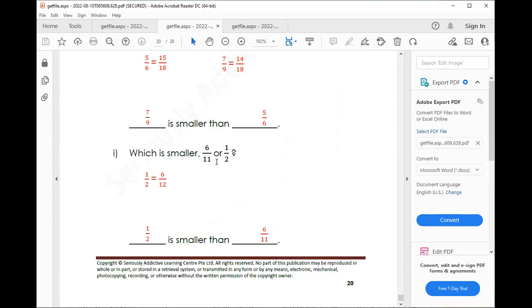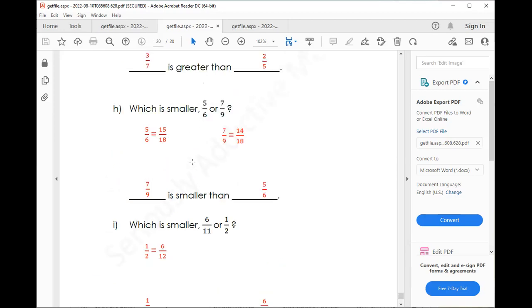Okay, so like this here, which is smaller, 6 out of 11 or 1 out of 2 on page 20. Okay, so the way to do this is, a few ways. One is if the student is very familiar with the idea of half fractions. So 1 out of 2 is actually 6 out of 12, and then using the concept of numerator being the same, the larger the denominator is, the smaller it is. Or they can just convert 1 out of 2 into 6 out of 12. So using some different concepts here.